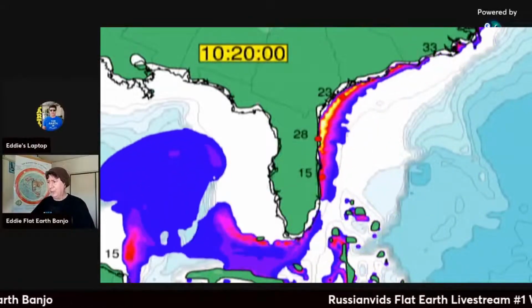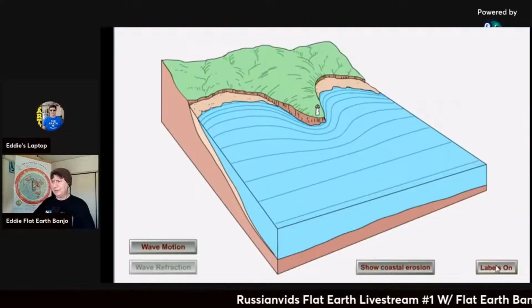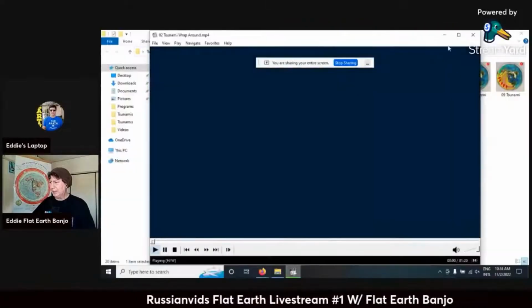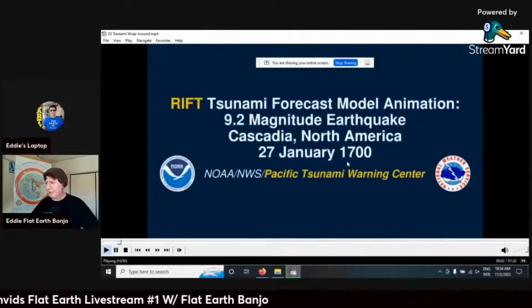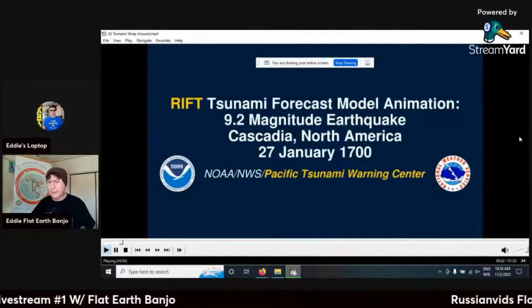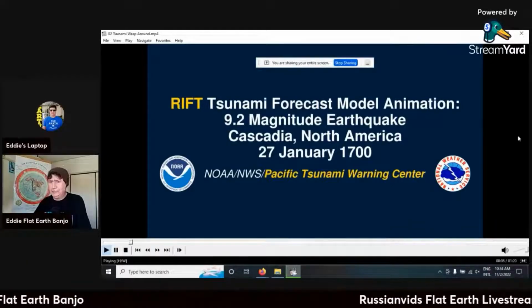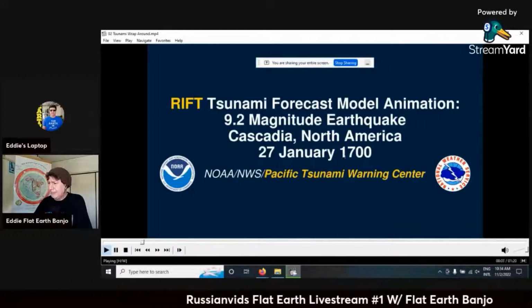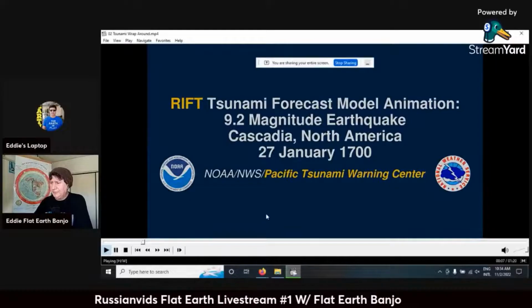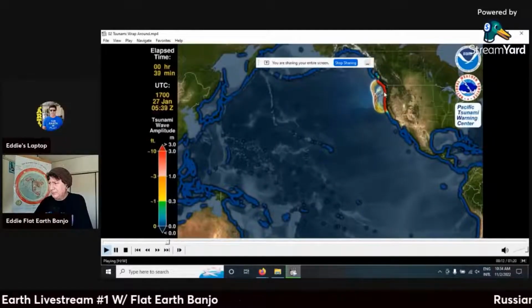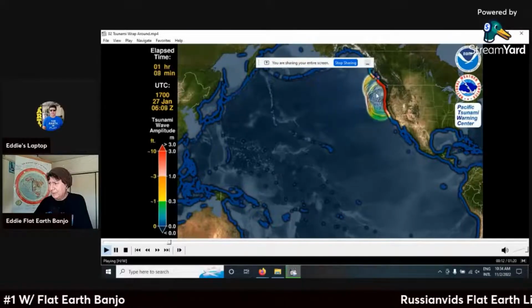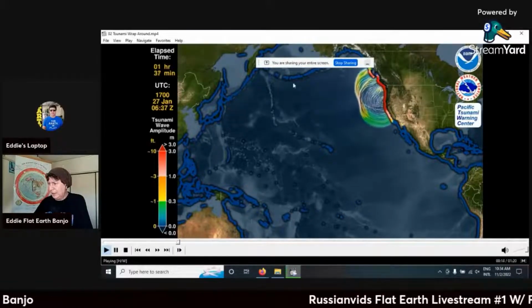Now here we have one that happened in the 1700s in North America, okay? It's called Cascadia, North America, January 1700s. So I want you to pay attention here, really, really important. See the way the waves, see this is the tsunami, right, coming, right? This is the whole Pacific.